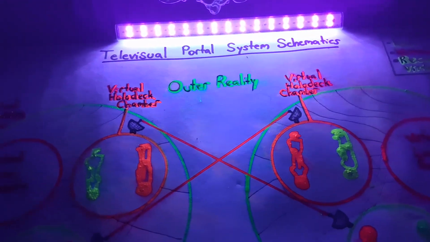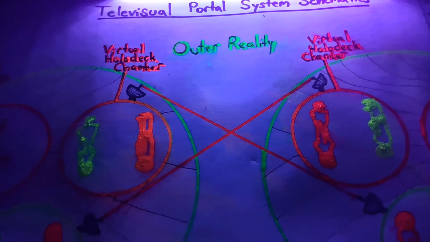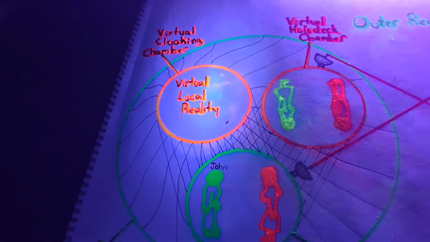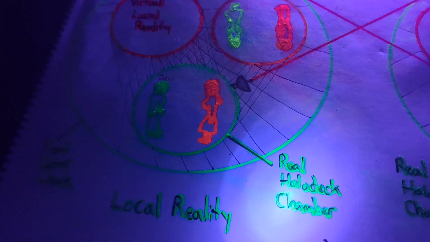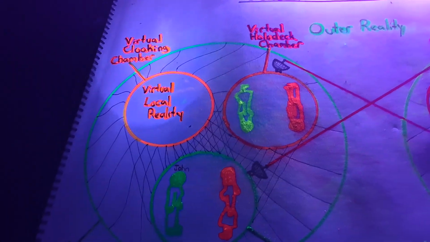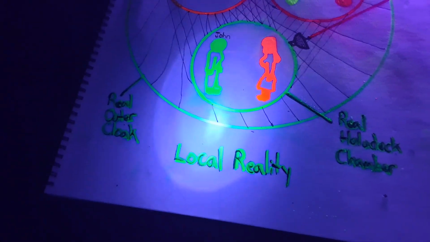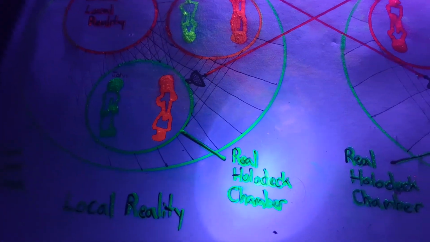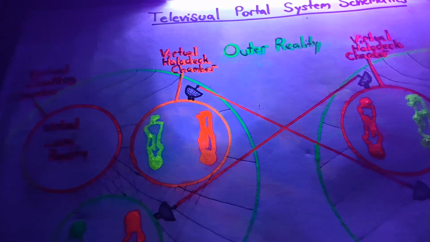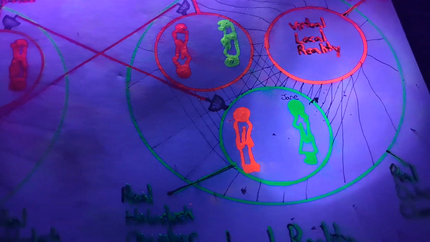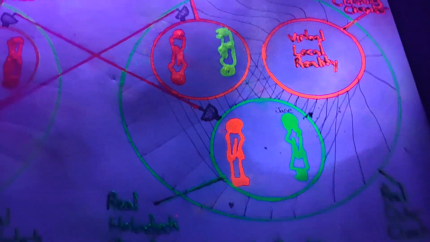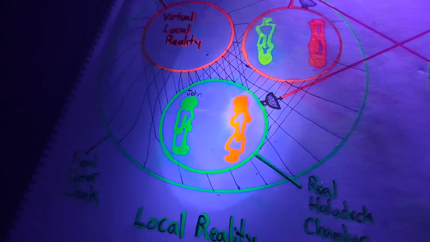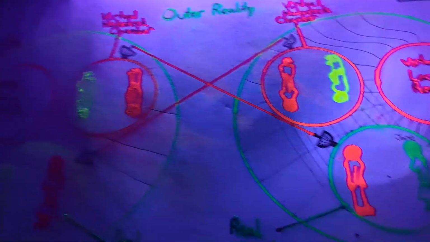And the neat thing I think about this whole thing is that it begins with an outer reality, a local reality, a virtual local reality, a real holodeck chamber, a virtual local reality, real local cloak, virtual cloaking chamber, real holodeck chamber, virtual holodeck chamber, then transmits to her real holodeck chamber, then transmits to her virtual holodeck chamber, then goes to his real holodeck chamber, and then to his virtual. So it's a mirror world.